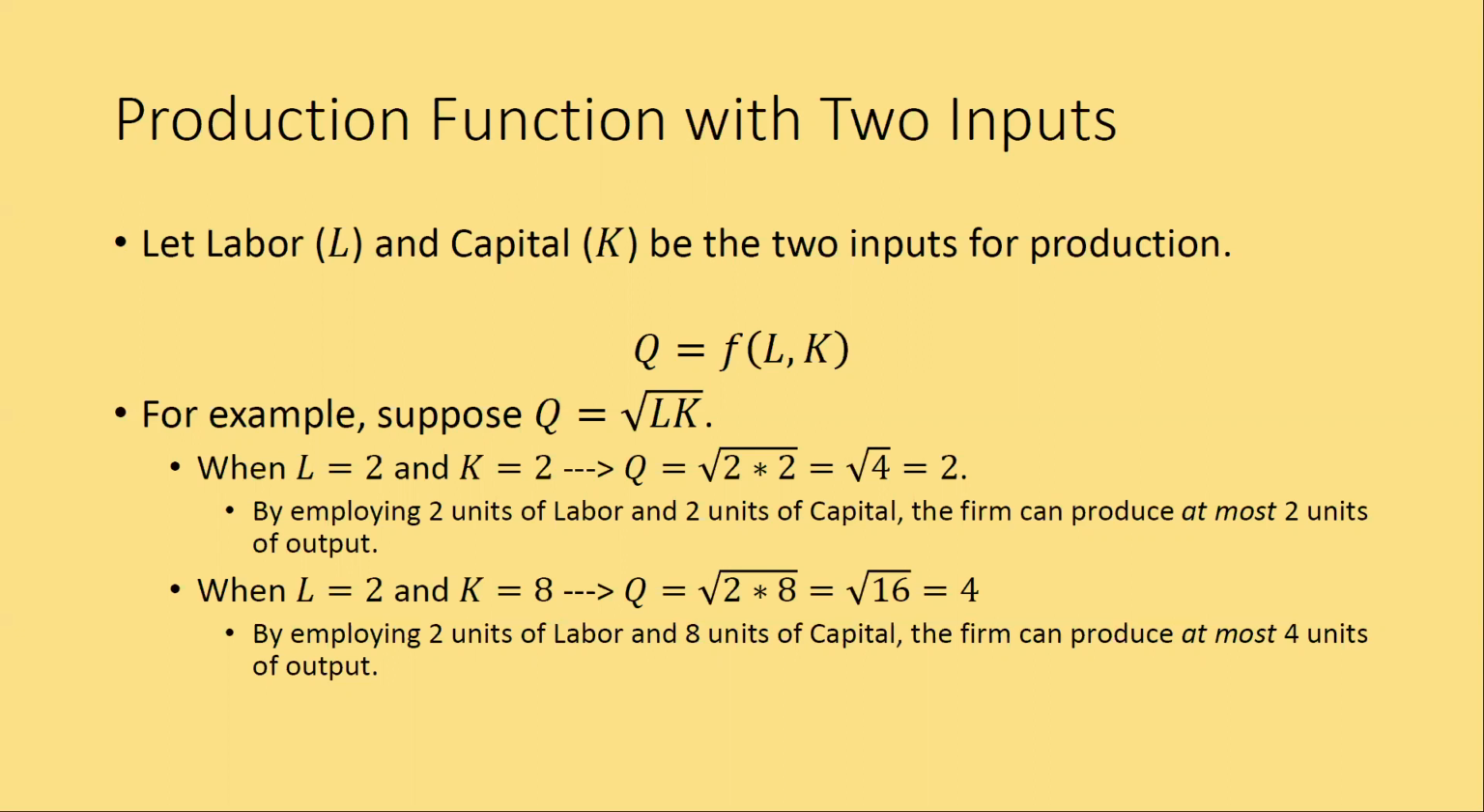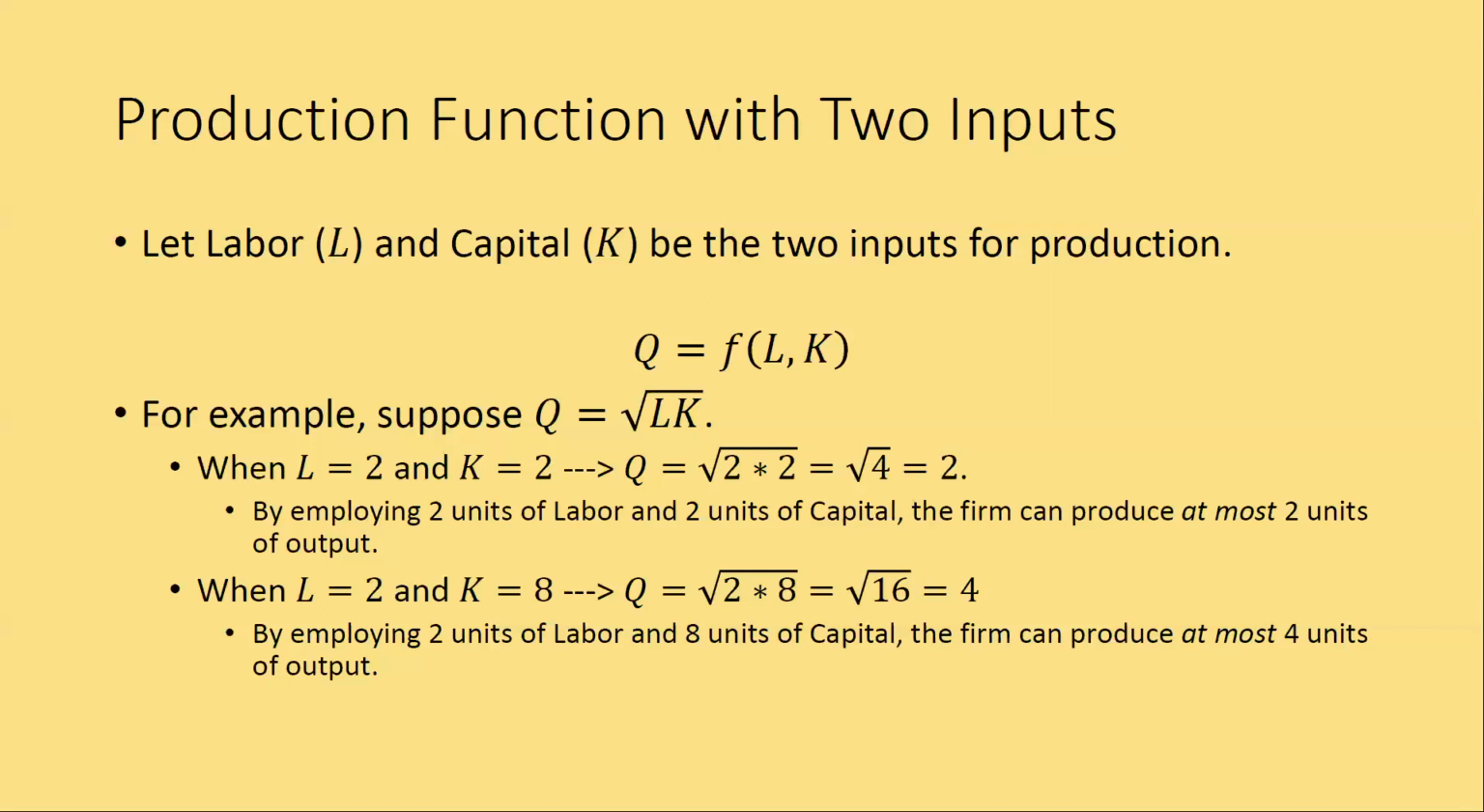And here we have "at most," or at maximum, because the firm may not actually produce at its efficient level. And similarly, if the firm employs still 2 units of labor but 8 units of capital, we can substitute those values into our production function, and we will realize that Q equals 4. So this is saying that by employing 2 units of labor and 8 units of capital, the firm can produce at most 4 units of output.